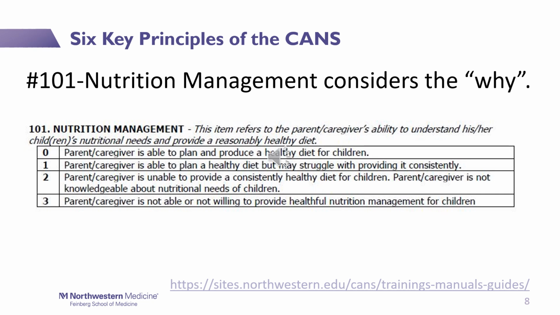A 0, the caregiver is able to plan and produce a healthy diet for the child. A 1, the caregiver is able to plan a healthy diet but may struggle with providing it consistently. A 2, the parent or caregiver is unable to provide a consistent diet for the child. The caregiver is not knowledgeable about nutritional needs for the child. In this case, they might not be able to because of financial constraints, or they maybe just don't want to or don't have the knowledge to.